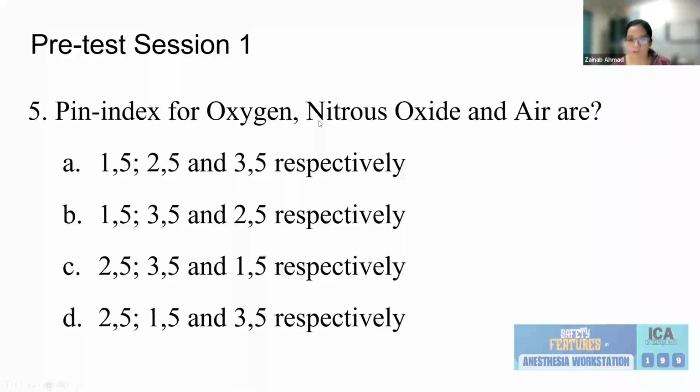So going on to the last question of this session: pin index for oxygen, nitrous oxide, and air are 15, 25 and 35 respectively; 15, 35 and 25 respectively; 25, 35 and 15 respectively; 25, 15 and 35 respectively. Four seconds left. And the time is over. All 5 questions are done for session 1.